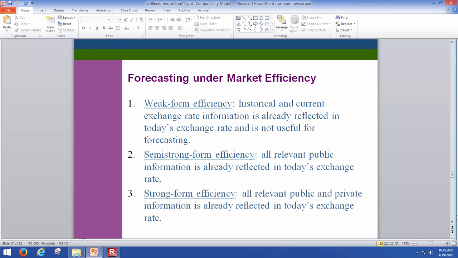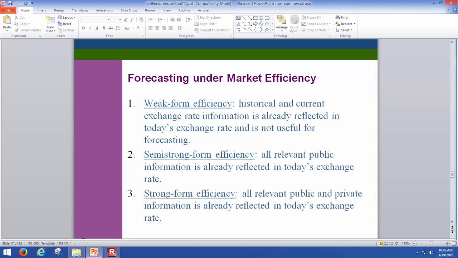Now what is weak form efficiency? Basically, weak form efficiency is that historical and current exchange rate information is already reflected in today's exchange rate. So what we are saying here is that the past exchange rates will be incorporated in current exchange rates. We talked about technical forecasting. If the markets are weak form efficient, technical forecasting is not going to help you, because all that information is already reflected in the current exchange rates.